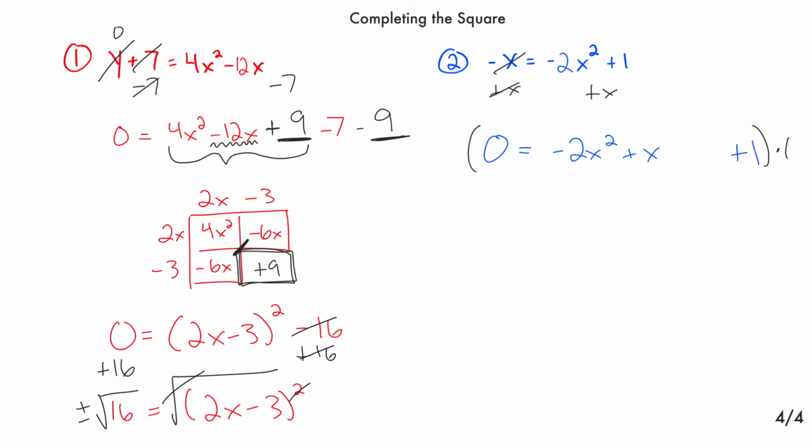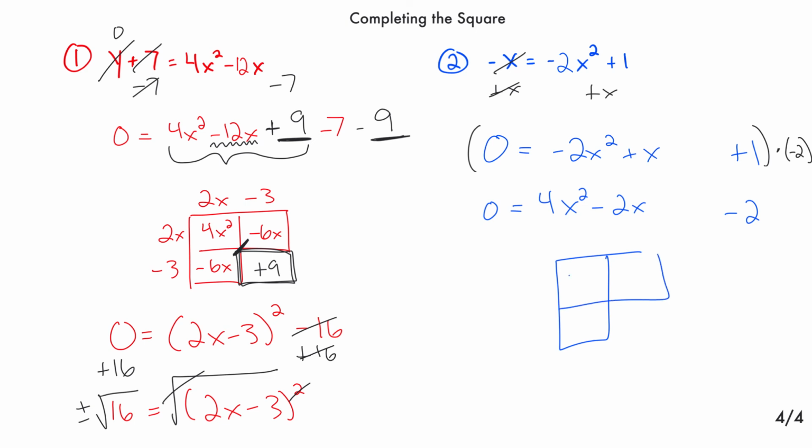Take the entire equation and multiply it by -2. 0 times -2 is 0. -2 times -2 is 4. Then we'll get a -2x. And then we were going to get a -2. Now that leading term is a 4x squared. Now it's a perfect square. Now we can complete the square.